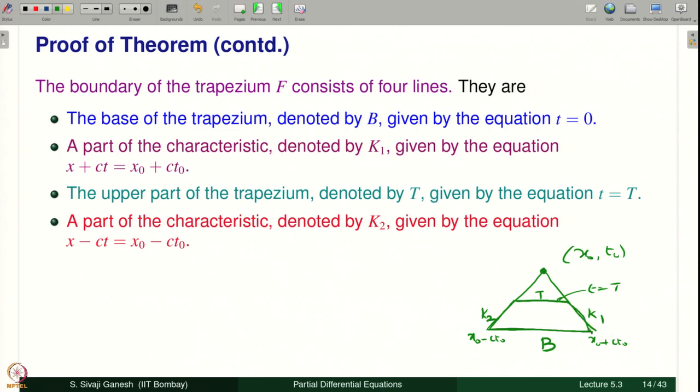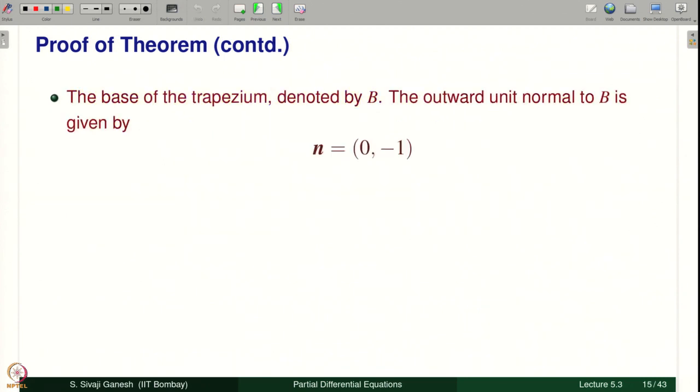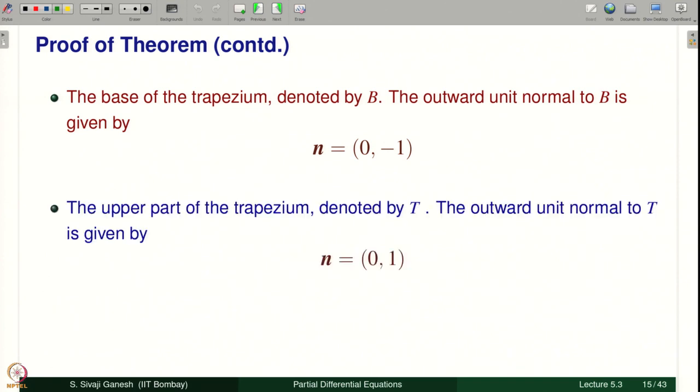So, we need to determine what is the normal to each of these sides. For the base of the trapezium the outward unit normal is 0 minus 1, for the top the unit outward normal is 0 1. So, this is the base, this is in the direction of the negative t axis, because this is the x axis, this is the t axis, with the positive t axis direction. So, this is in the negative direction, so 0 minus 1, and here the top normal is in this direction, the outward unit normal, it is in the direction of the positive t axis, so 0 1.